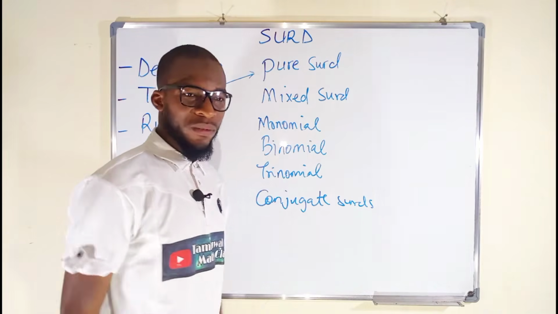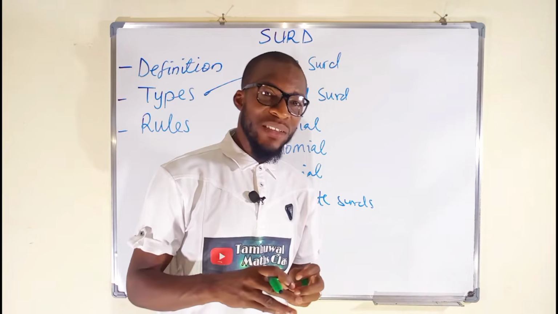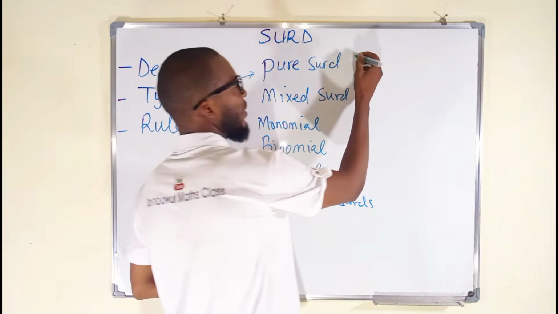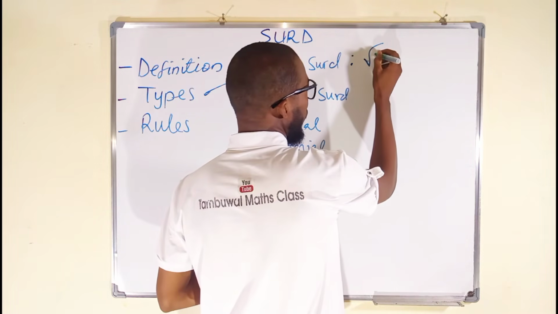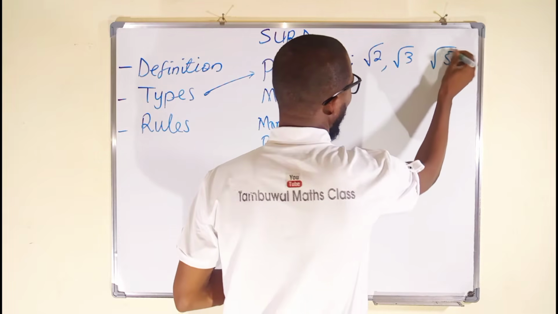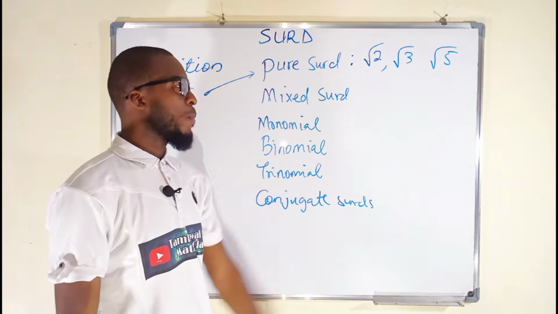A pure surd. A surd is said to be pure if and only if it contains only one rational number. Example, square root of 2, square root of 3, square root of 5. They are all examples of pure surd.